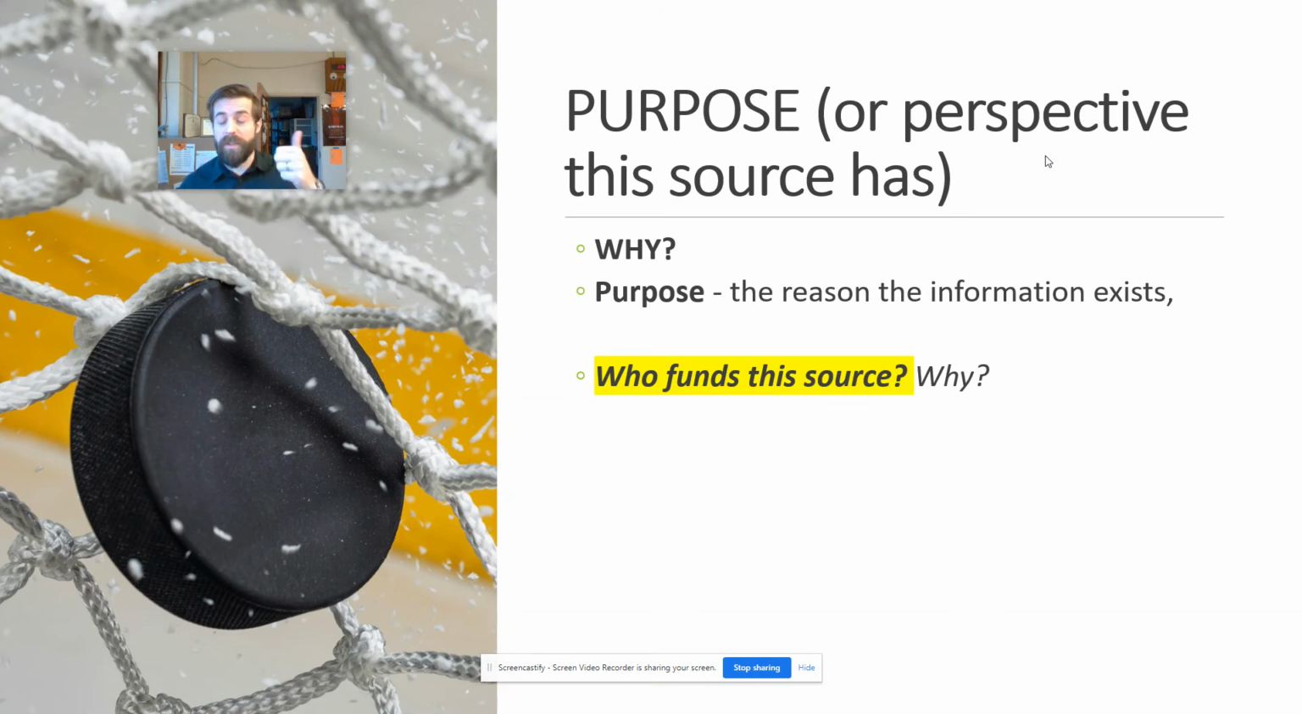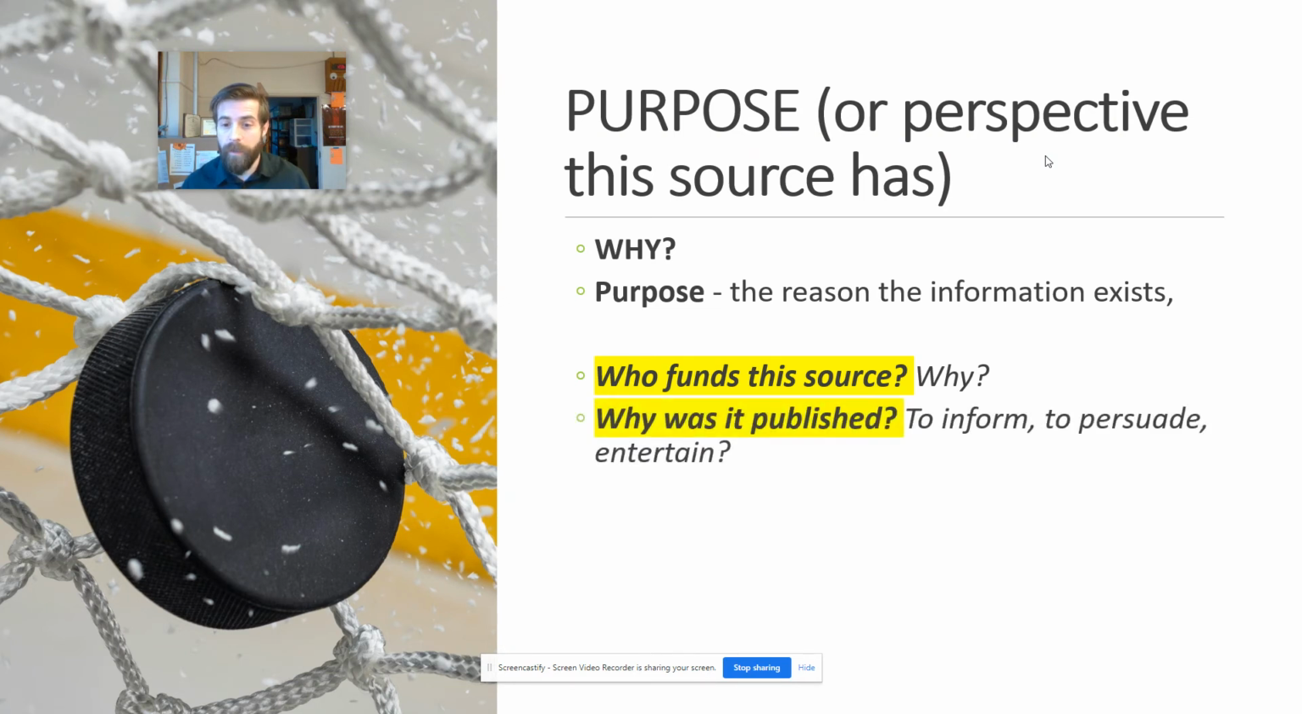So one thing that always helps is follow the money. Who paid for this to be published? Why are they doing that? Who spent time and money and resources to put together this website or this social media post? What's their goal in this? Was this meant to inform? Was it meant to persuade me of an opinion? Was this meant just to entertain me for the lulz?